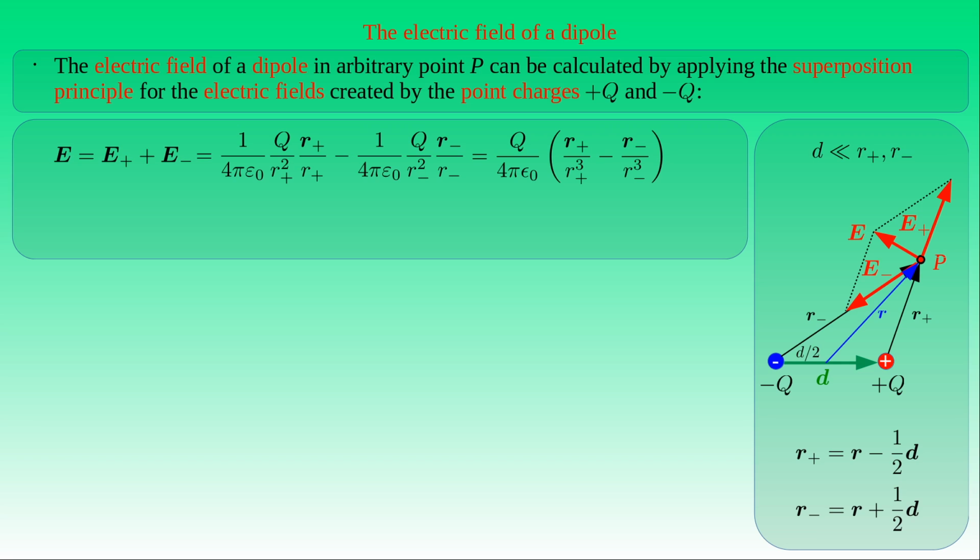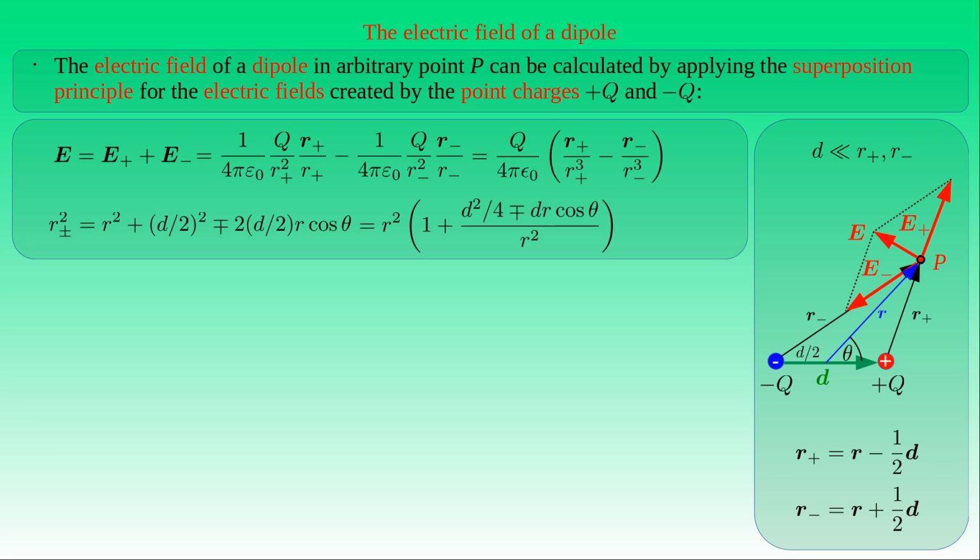If the angle between the vector d and the vector r is denoted by theta, we can apply the cosine theorem to express the squares of r sub plus and r sub minus as the square of r, plus the square of d divided by 2, minus or plus 2 times d divided by 2 times r times cosine theta. We can factor r squared out and we obtain r squared times 1 plus the ratio of d squared over 4 minus or plus d times r times cosine theta to r squared.